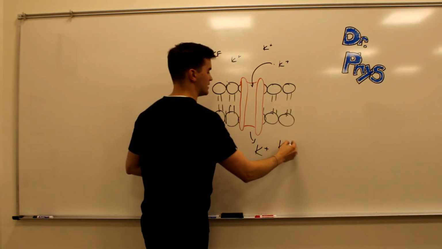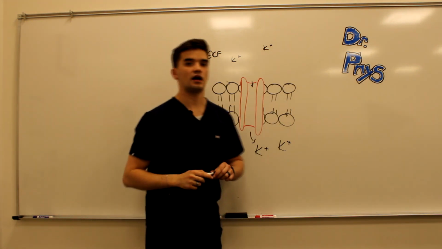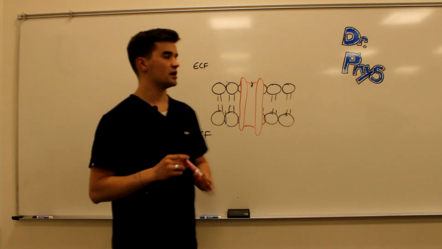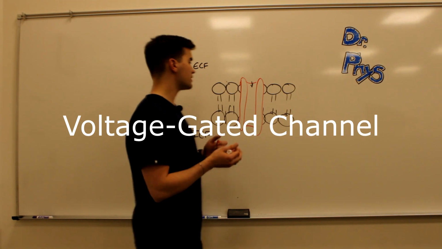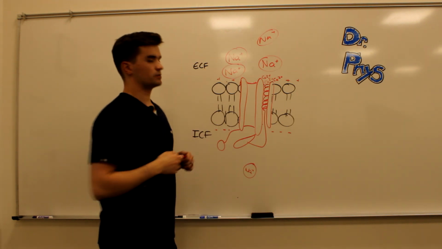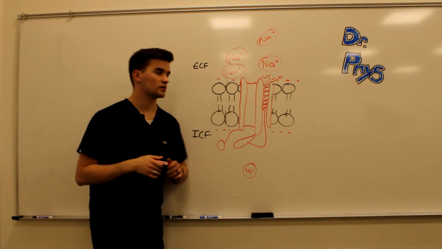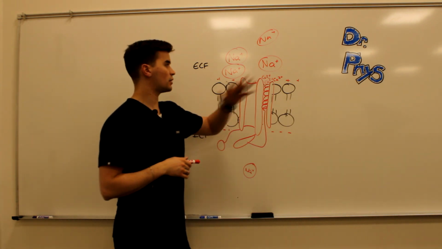Thus, we would maintain an equilibrium and have the same concentration gradient. Our next passive transport channel is called voltage-gated channels. To put this one simply, along our plasma membrane, we have something called an electrical gradient. Typically, within the inside of the cell, we'll have a negative charge, and outside the cell, we'll have a positive charge.